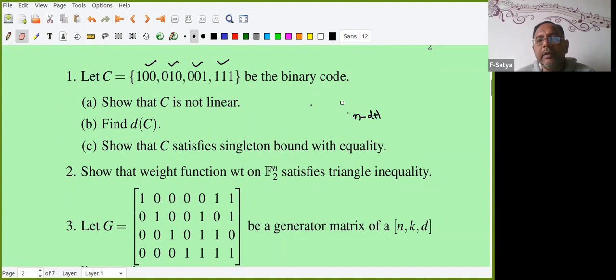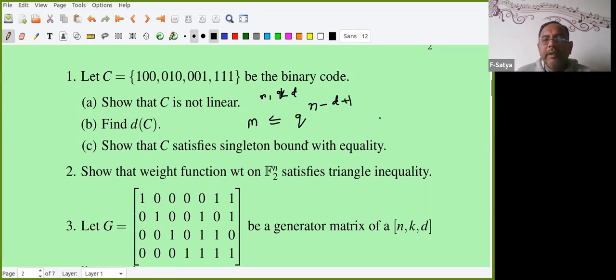This problem is completed. So I am repeating, this is not a linear code because the zero vector is not there, or the sum of two vectors is not here. The minimum distance of all the vectors is 2. A Singleton bound is defined as: C is any code with the parameters n, k, d, then M is less than or equal to q power n minus d plus 1. This is the formula, right? So equality happens here. I hope this is clear to you.